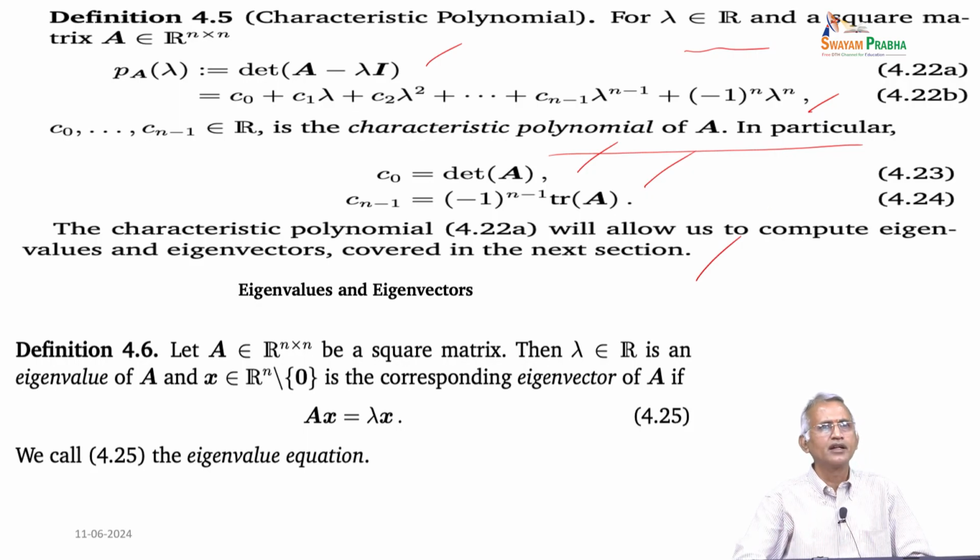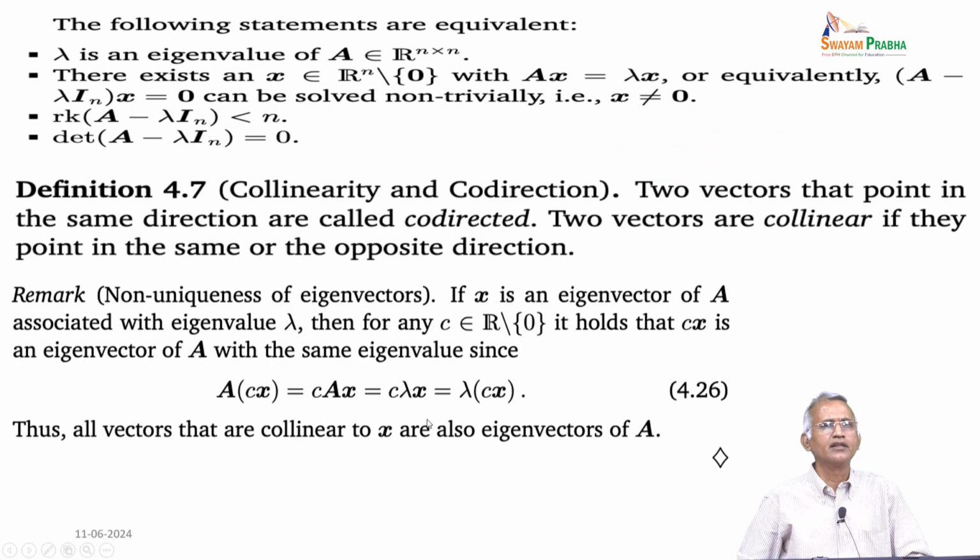So, eigenvalues and eigenvectors. Let A in R^(n×n) be a square matrix and lambda a scalar in R. Lambda is an eigenvalue of A, and x in R^n, x not equal to 0, if we can write Ax equals lambda x. We call lambda an eigenvalue and x an eigenvector.